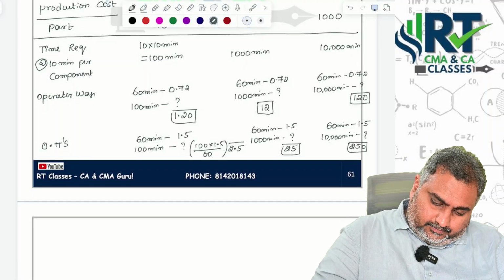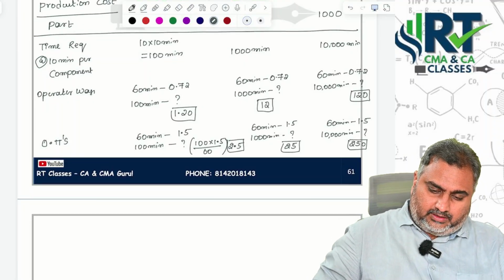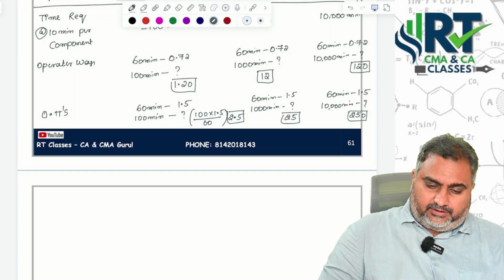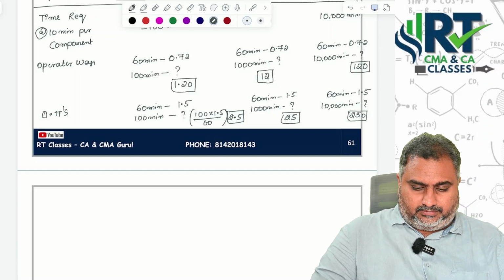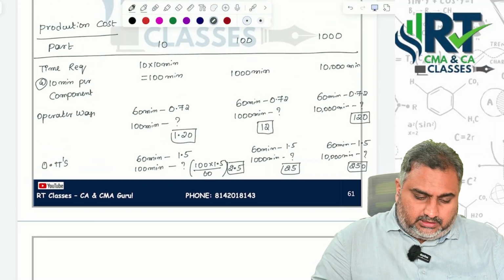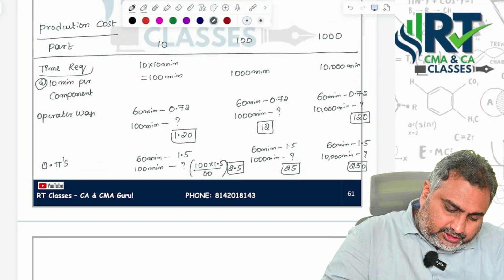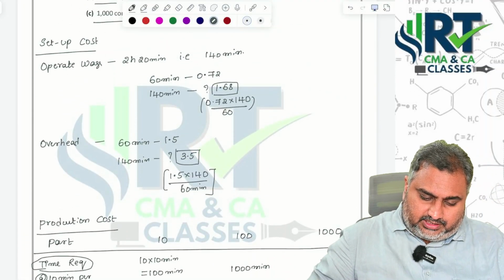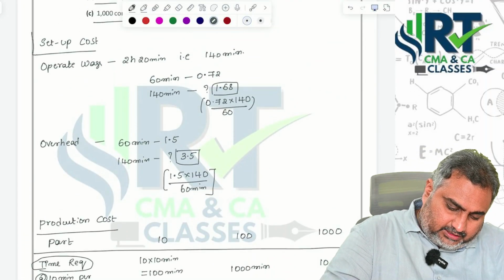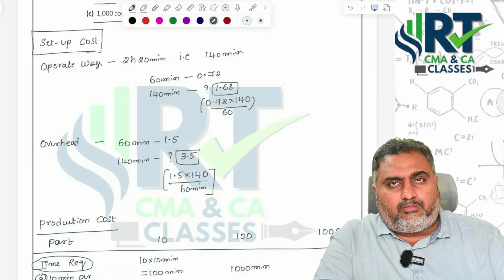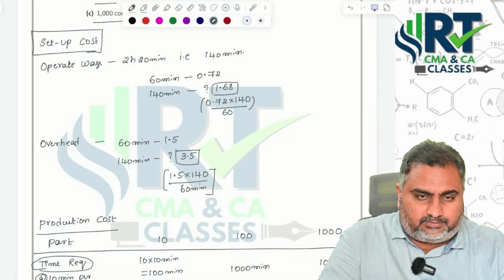Okay, now 2.5, 25, 250. Okay, this is the way we are supposed to do. This is what on production point of view. This is what setup time point of view. I hope you understand the concept.